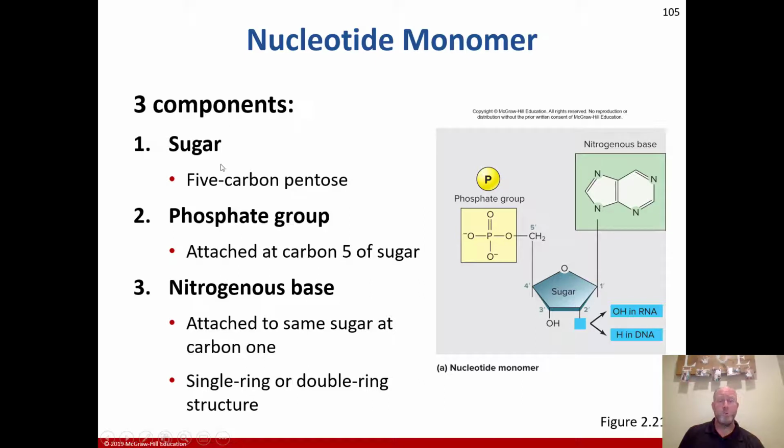Three components: the sugar, the 5-carbon pentose, right over here. Then you have the phosphate group, which is attached to carbon 5 of the sugar. Then the nitrogenous base over here, attached to the same sugar at carbon 1, with a single or double ring structure.